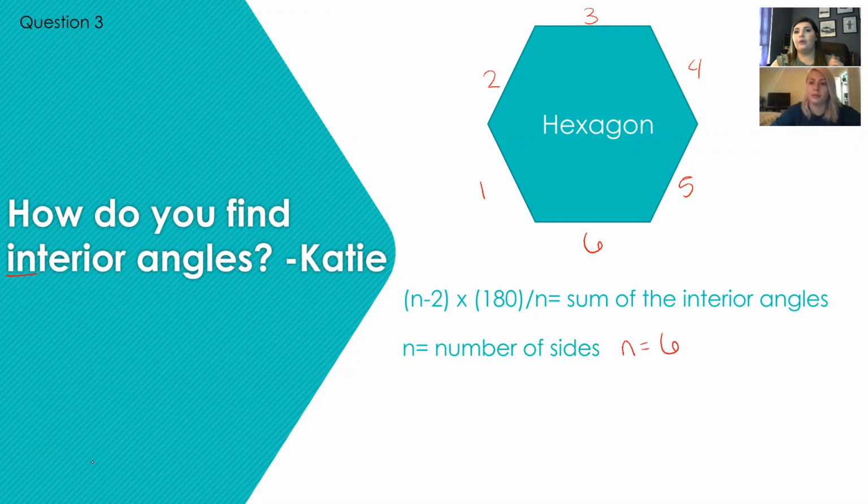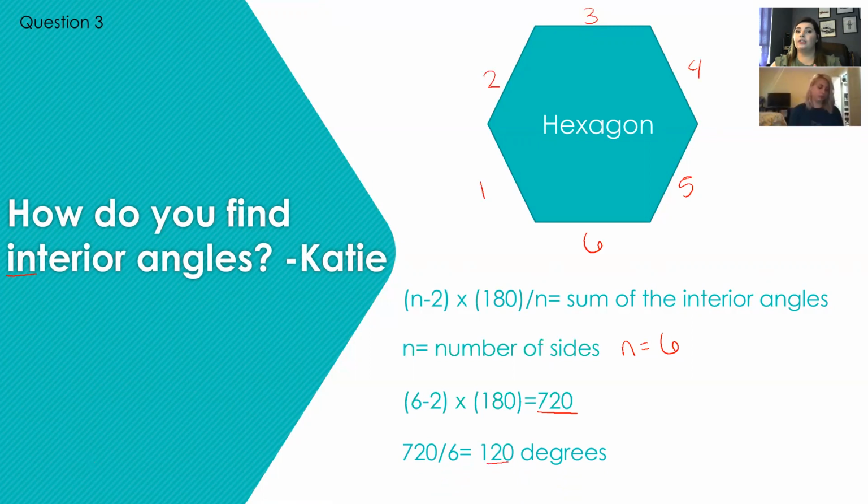From there, all we're going to do is plug in the numbers into our formula. We're going to start with our first half here, and we entered in 6. So 6 minus 2 times 180 is going to equal 720. But that's only part of the problem, so we have to plug in the other part. 720 divided by n, we know n equals 6, which is the number of sides, equals 120 degrees. So each of these interior angles is going to equal 120 degrees.